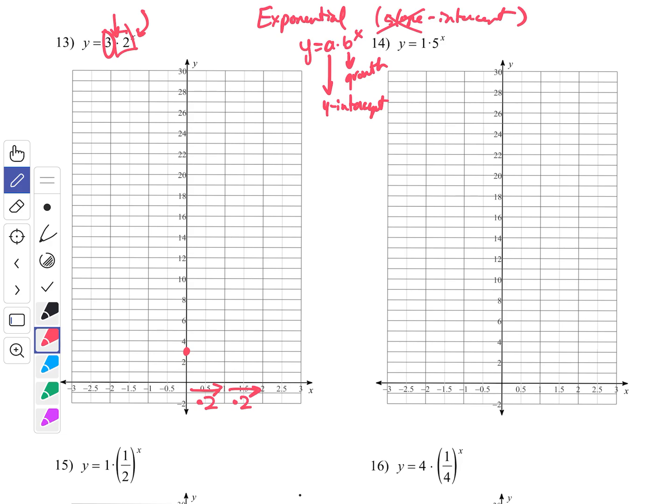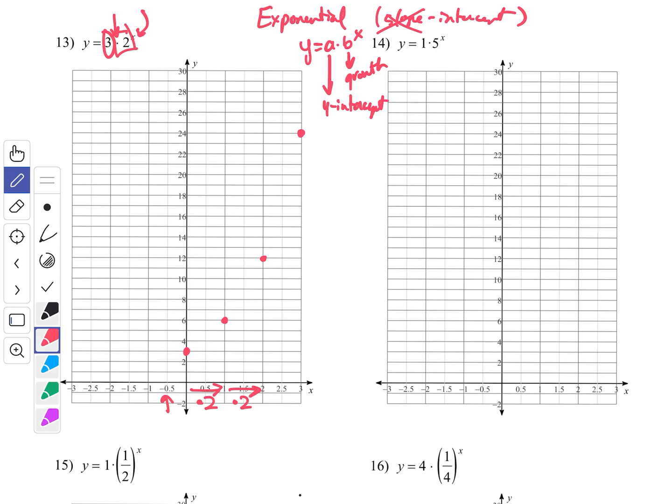What it means is every time we move to the right one, we're going to times by 2. So I take my y value, 3, times it by 2. I go to the right one, times it by 2, takes me up to 6. Notice this is 0.5, not 1. I take 6, times it by 2, move to the right one. 6 times 2 is 12. Take 12, times it by 2, move it to the right one, and we get 24.